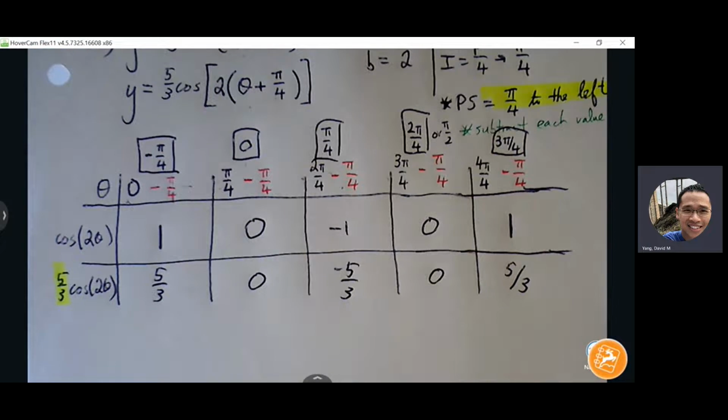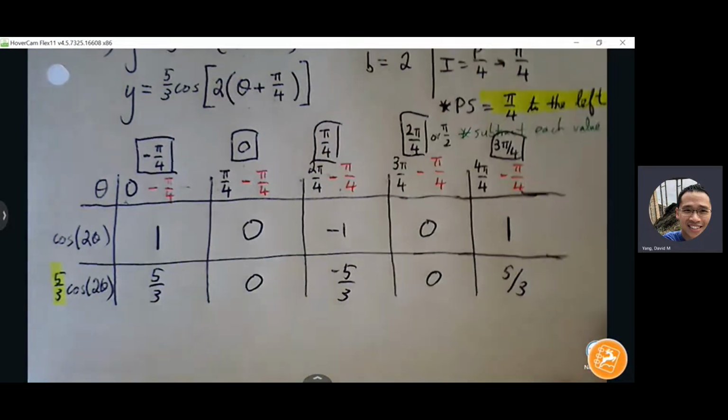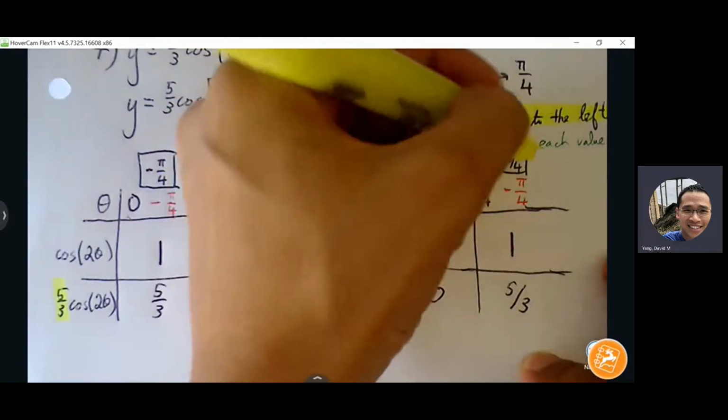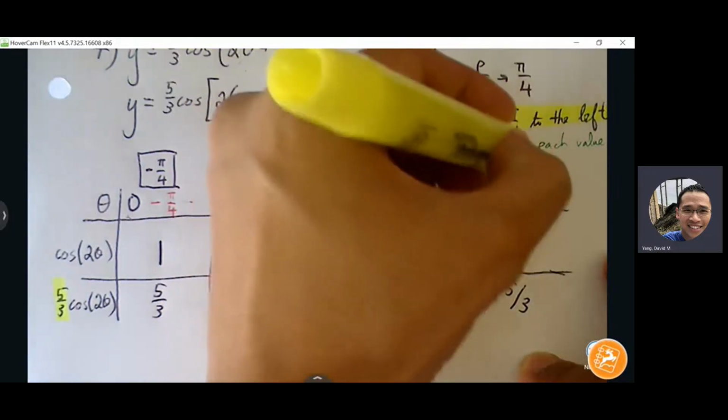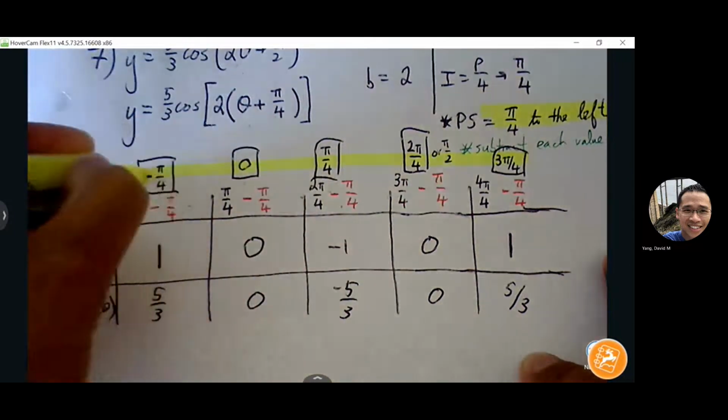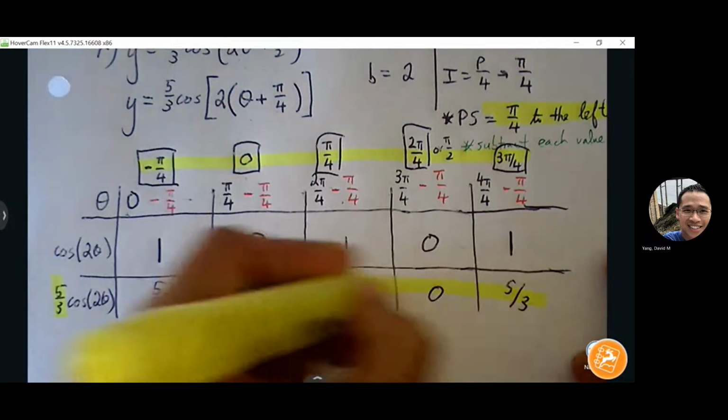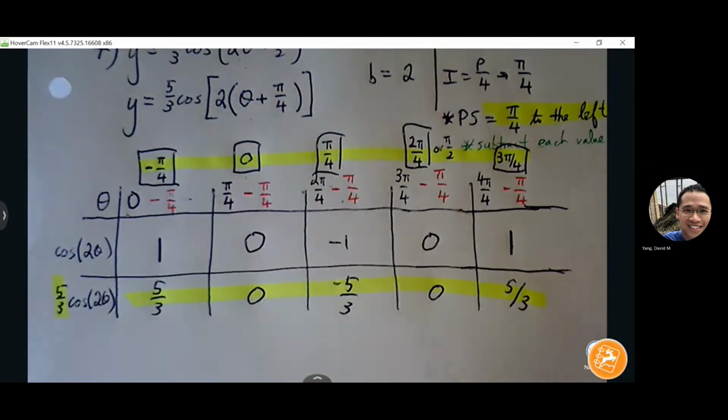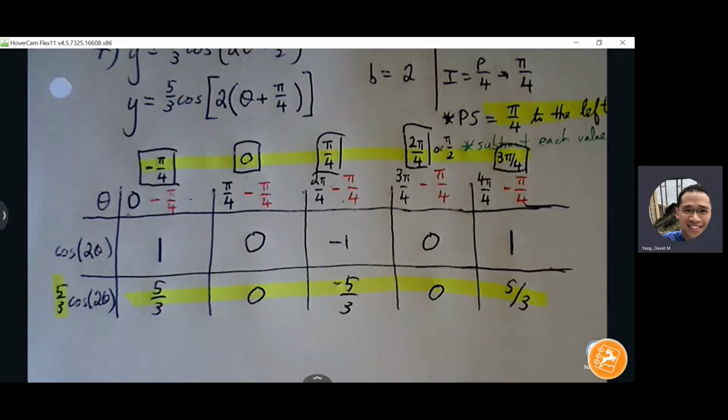So what you're going to be plotting are the outer edges of your table. So you're going to be looking at the top row and the bottom row. Everything in the middle is just information that you're gathering to get to where you want to go.